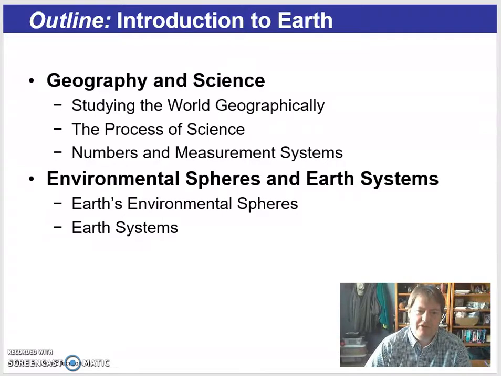So we have geography and science. As you may know, I also teach world regional geography, human geography, and geographic information systems. My 8 to 5 job, I'm an adjunct at Front Range. My other 8 to 5 job, I'm actually a senior IT architect for the Department of Interior. So I do a lot with geographic information systems, geography, and the science of it.